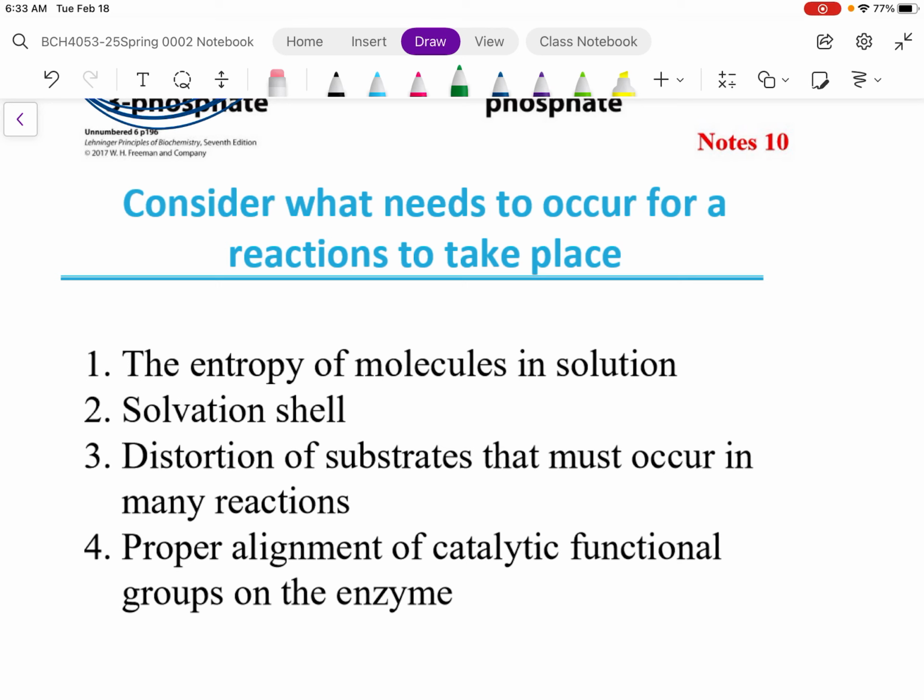So let's go back to Gen Chem a little bit. What needs to happen in order for reactions to occur? If we can remember that, then you will understand and appreciate why enzymes are so cool, because what we're comparing is a reaction that's just done in a flask versus a reaction that's done with enzymes.